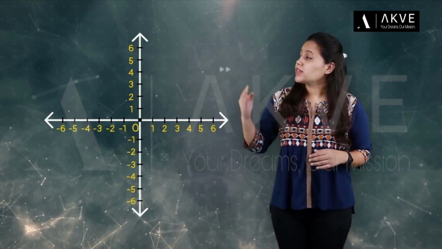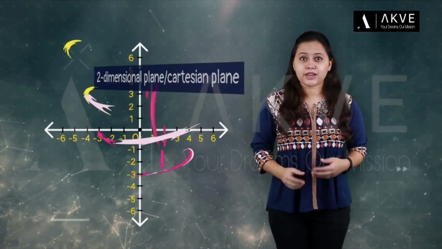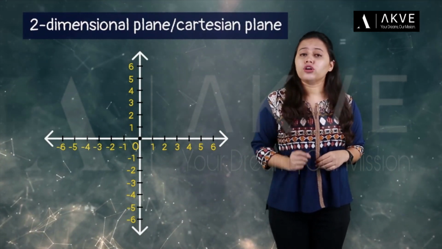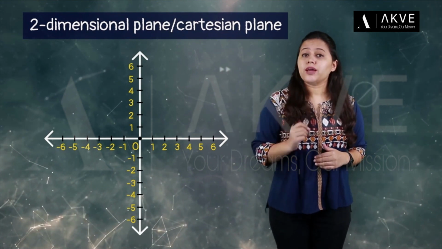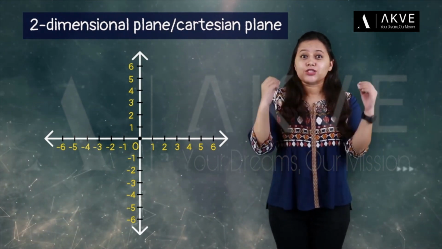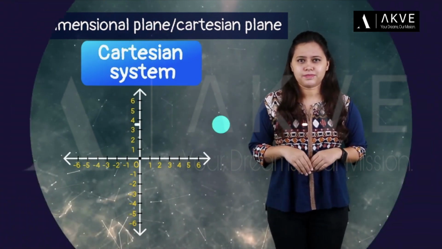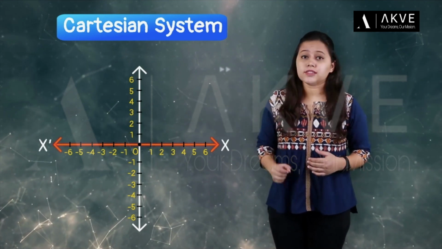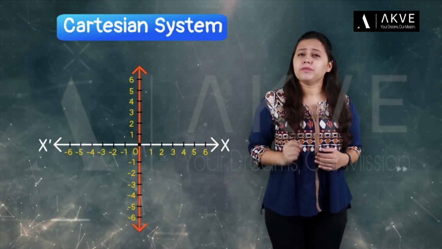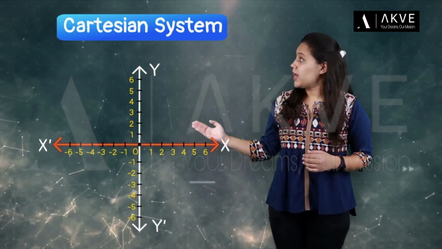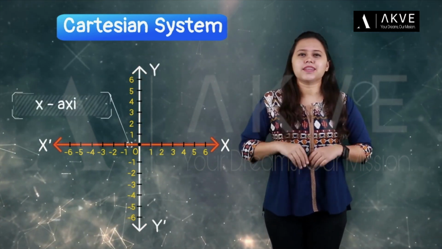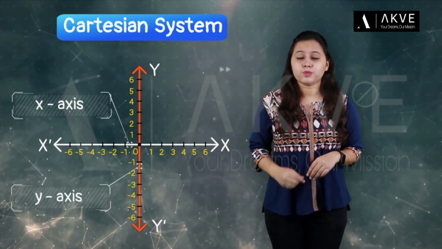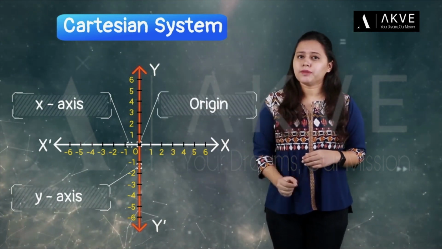So what we have now is a two-dimensional version of a number line called the two-dimensional plane or the Cartesian plane. In honor of Descartes, the system used for describing the position of a point in a plane is also known as the Cartesian system. Now, the horizontal line is named as x-x' and the vertical line is named as y-y'. The horizontal line x-x' is called the x-axis and the vertical line y-y' is called the y-axis. Also, the origin is denoted by O.